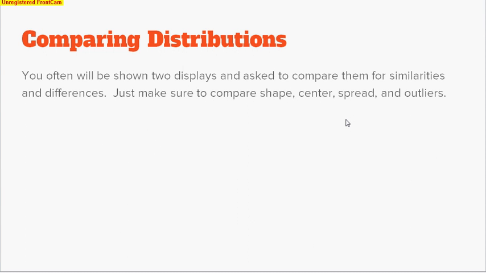All right, now, oftentimes you're going to be shown 2 data displays, and you have to compare them. So basically, when you compare 2 distributions, you compare their shapes, you compare their centers, you compare their spreads, and you compare their outliers. Now, hopefully you guys know what the word compare means. Compare doesn't mean talk, talk, talk, and then talk, talk, talk. It means talk about the 2 things together at the same time as you compare them.